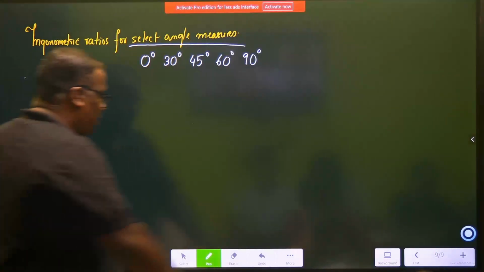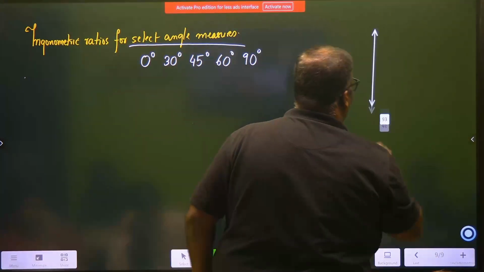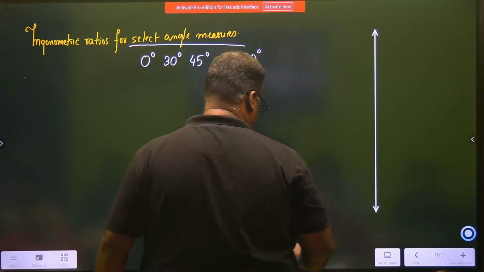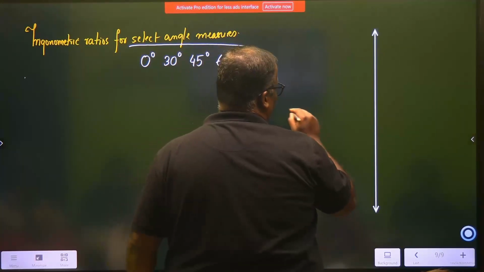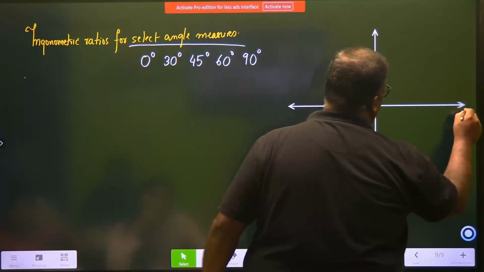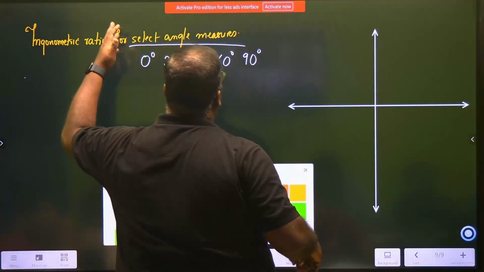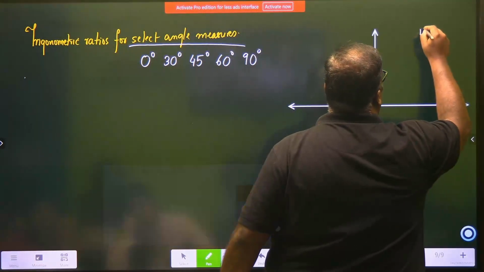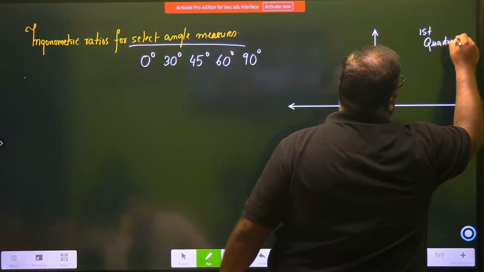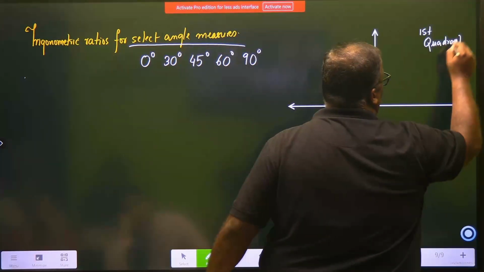Understood? To understand it in a better manner, we know something like the Cartesian coordinate system. You know that? Very good. So this is the Cartesian coordinate system. As you go to higher classes, you will understand that in grade 10, when you are trying to find the select angle measures, you are basically working everything on the first quadrant. What does that mean? Let's see.